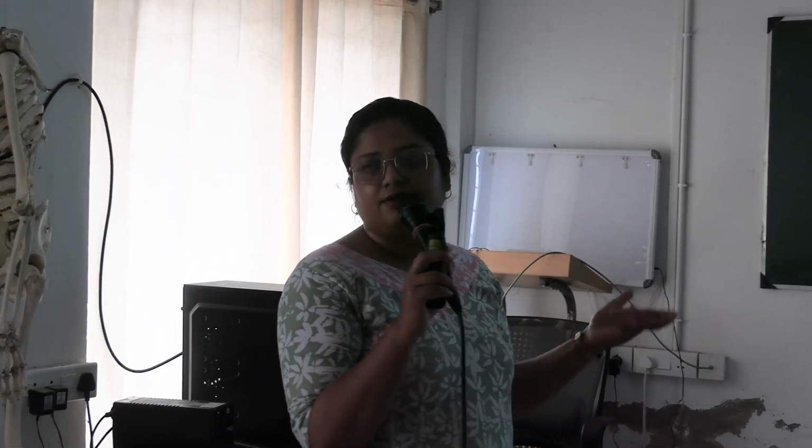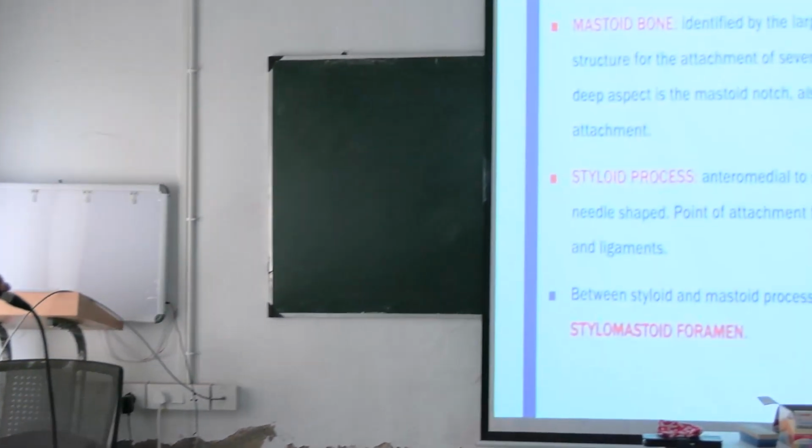And next we are going to the styloid process. The styloid process is anteromedial to the mastoid process and is needle-shaped. See this projecting part, this needle-shaped projection is the styloid process, a point of attachment for various muscles and ligaments. The stylohyoid ligament, like this, you have seen during the anterior triangle.